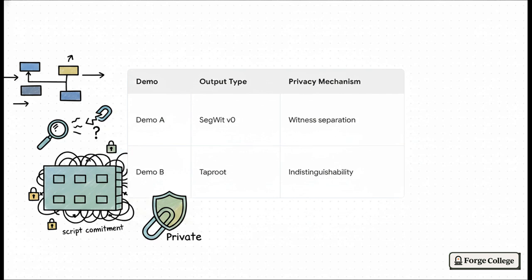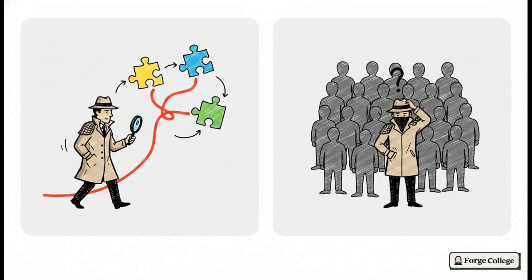In Demo B, utilizing Taproot, our primary privacy mechanism was keypath indistinguishability and script commitment. By making standard spends look completely uniform and hiding complex scripts until they are actually used, we drastically reduced the metadata available to our snooper. Let's see how this builds a really stark contrast. Demo A essentially handed the detective an easy map to follow, complete with explicit linkable change outputs. But Demo B forced that exact same detective to stare at a massive, unreadable sea of identical Schnorr signatures. When your transaction looks exactly like everyone else's, that clustering heuristic completely loses its power.